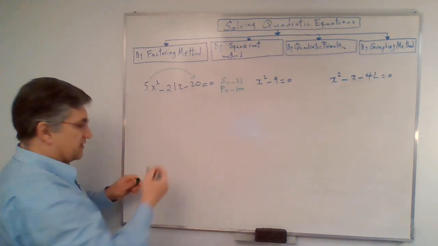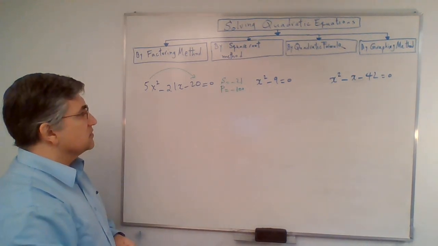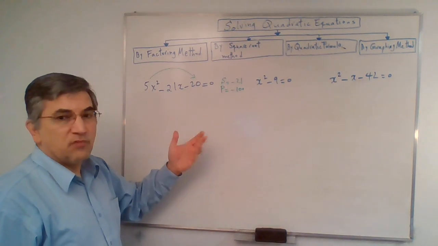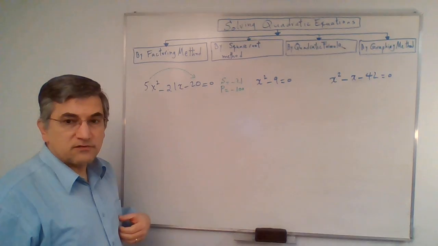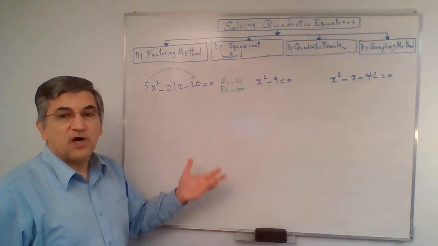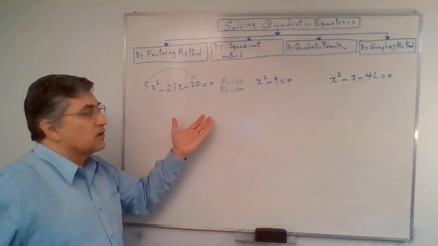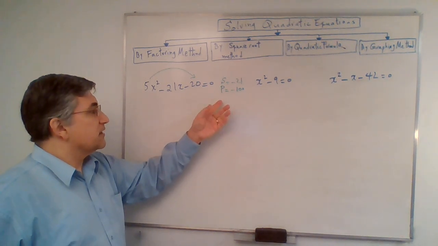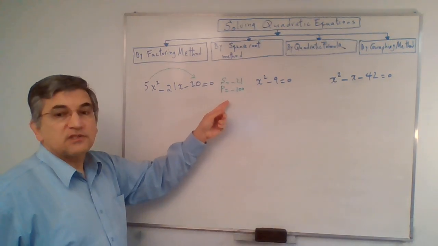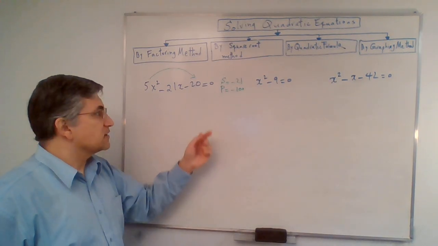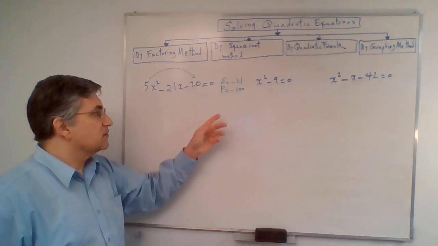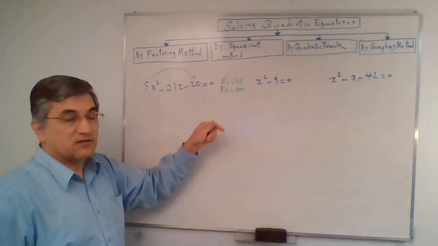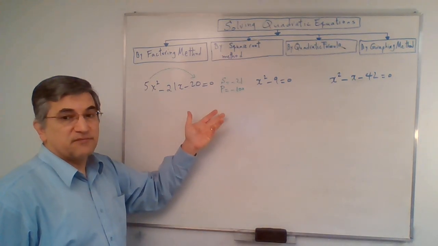100, because 5 times negative 20, that's negative 100. So what are those two numbers that add up to negative 21, but when you multiply them, it gives you negative 100? So we may try different combinations. For example, negative 1 times 21. Negative 100 times 1. The product is negative 100. But when you add them up, it doesn't give you negative 21. Then you try negative 2 and 50. The product is negative 100. But when you add them up, it doesn't give you negative 21.